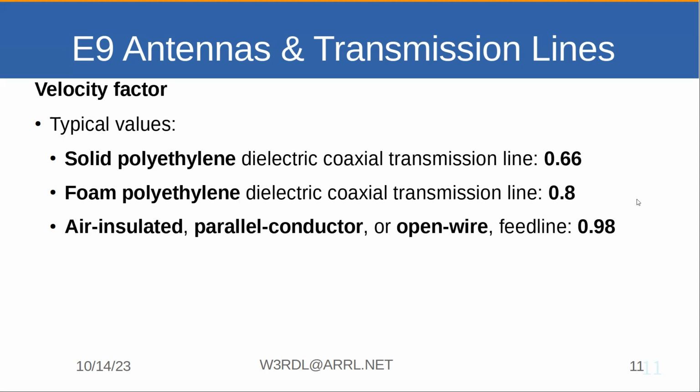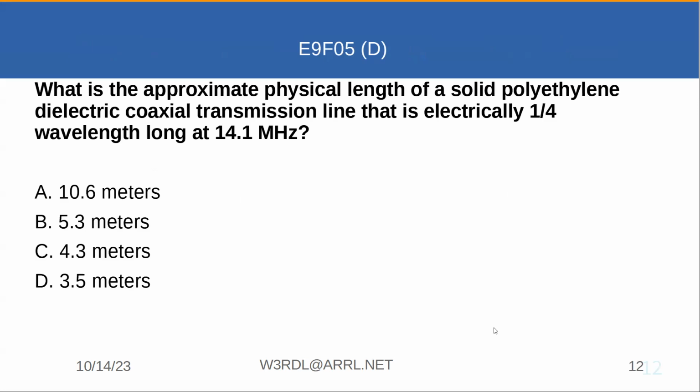I was surprised how bad the RG8U was that I'd been using. Well, it's not necessarily bad. It helps if you're making a phasing line. It doesn't have to be as long. Now, think about it. How much longer is that going to add to your delay time? So what's the approximate physical length of a solid polyethylene dielectric coaxial transmission line, electrically 1/4 wavelength long at 14.1 megahertz?